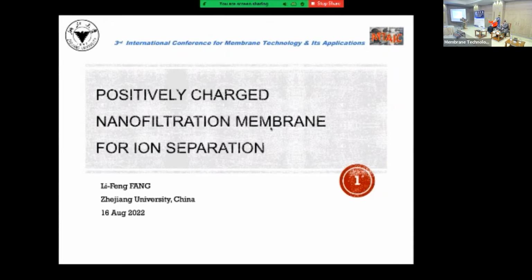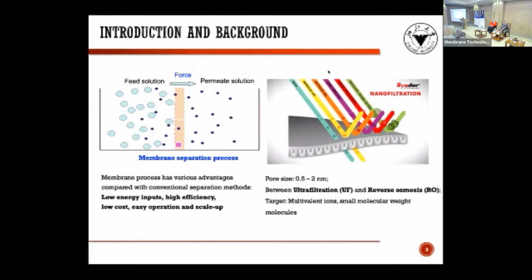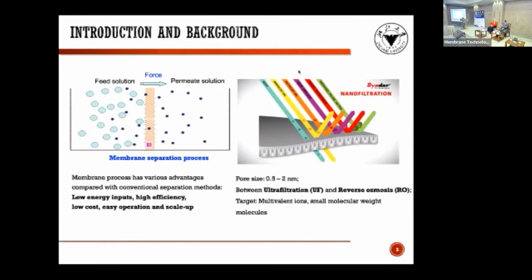I will introduce my recent work on positively charged nanofiltration membranes for ion separation. Here is the outline of this talk. Here we will introduce three types of preparation strategies for positively charged membranes.